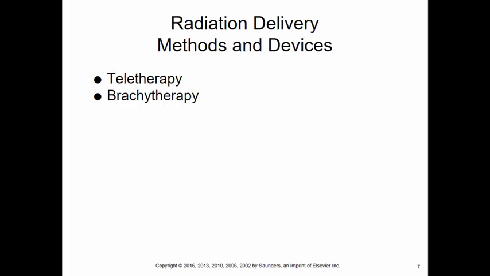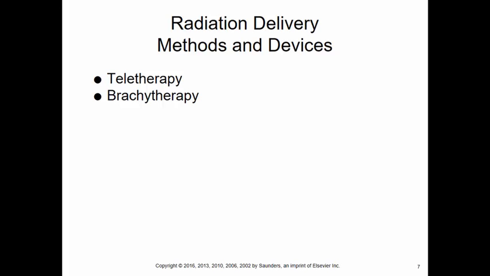Brachytherapy is when the source of radiation comes in direct, continuous contact with the patient. What that means is that the source of radiation is actually within the patient. It delivers a high dose of radiation to the tumor and a lower dose to surrounding tissue because it's actually touching the tumor.